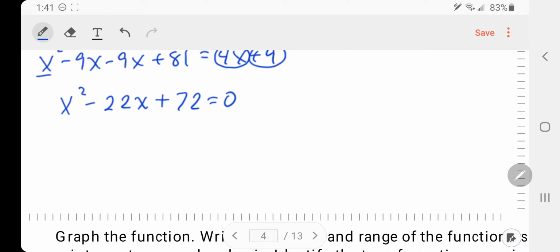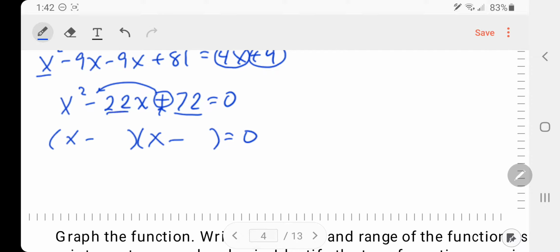I wonder if it'll factor. Factoring would be the fastest way to solve. If I read the signs, they're both going to be negative. X and x give me x squared. And numbers that multiply to make 72 that add and make 22. That's what we have to answer. Are there numbers that multiply to make 72 and add to make 22?